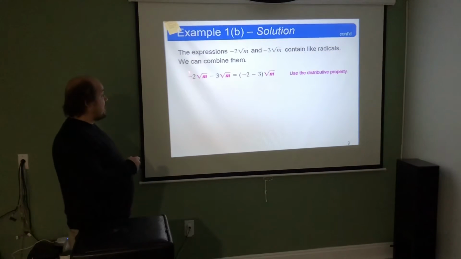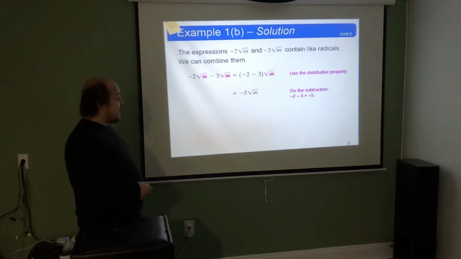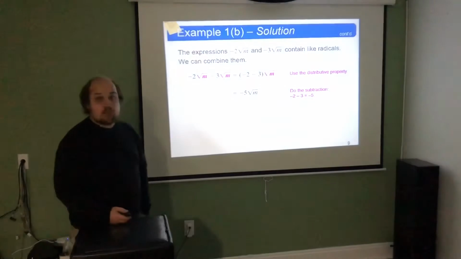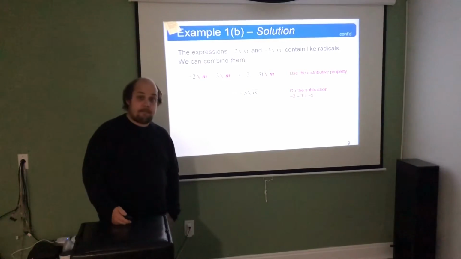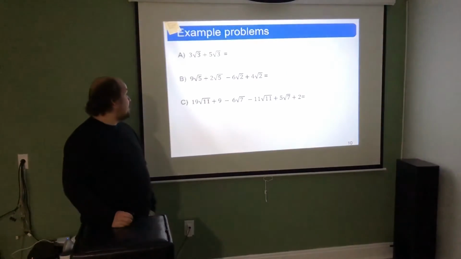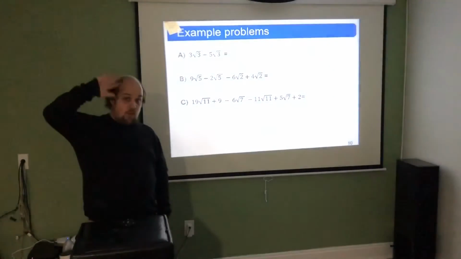If I now try negative 2 root m minus 3 root m, we know the answer is going to be in terms of root m. When I combine the coefficients, negative 2 and negative 3, they combine to give me negative 5. So my final answer would be negative 5 root m. I'm now going to do out these 3 examples on the whiteboard.